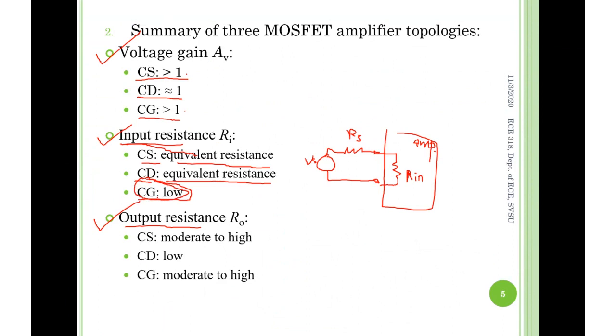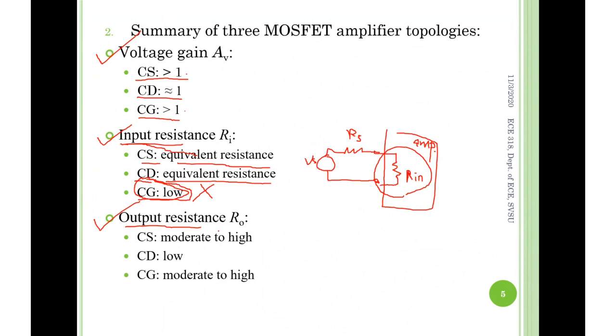Input resistance is what? Low, which means what? Common gate cannot be an input stage. Does it make sense? Your amplifier circuit system might include multiple stages. The first stage is the input stage, trying to take care of the input resistance, trying to make the input resistance big enough. So common gate can never be the input stage, right? Because the input resistance is very low. It's bad.